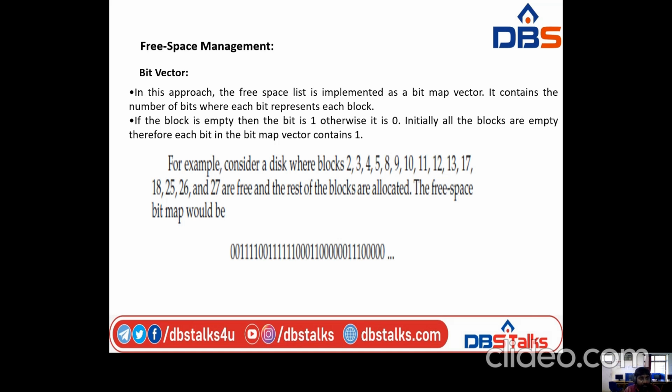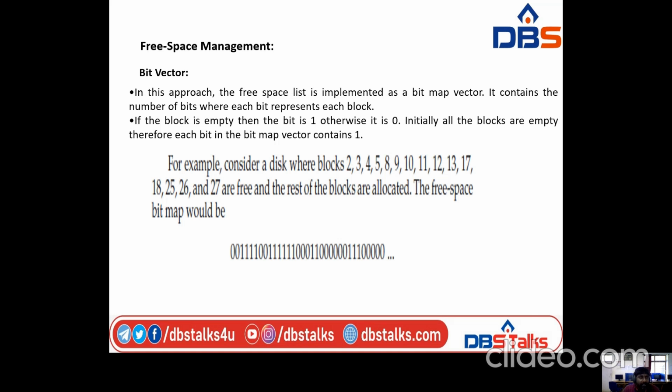Here we use two values, 0 and 1. If it is data, 0. If it is empty, the representation is 1. Initially, all the blocks are empty. Therefore, each bit in the bitmap vector contains 1. Why? Because initially we don't have any data. If it is data, we represent it as 0. If it is 1, there is no data.